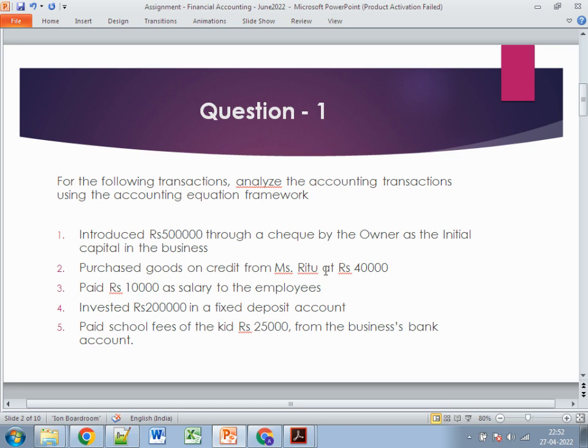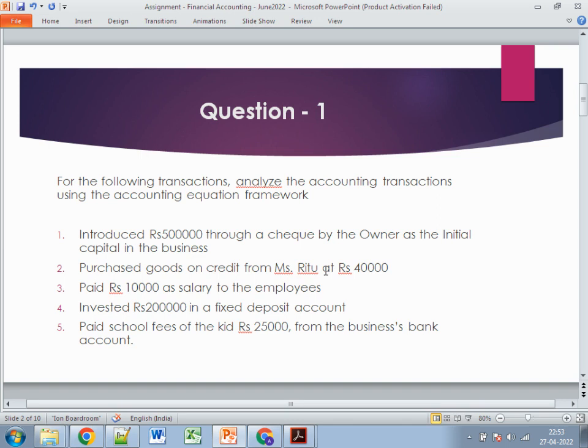Now going to the similar stuff for the journal entry. You simply need to specify that the first entry is the capital being introduced. So the bank account will be a debit and capital or equity will be a credit. Second is the inventory: the inventory account will be debited and Mr. Ritu will be credited. Third is the salary account debited and the cash or bank account credited. Next is FD debit and cash bank account credit. The last one is the drawings, which is the school fees, again a credit to the cash bank account, 25,000.